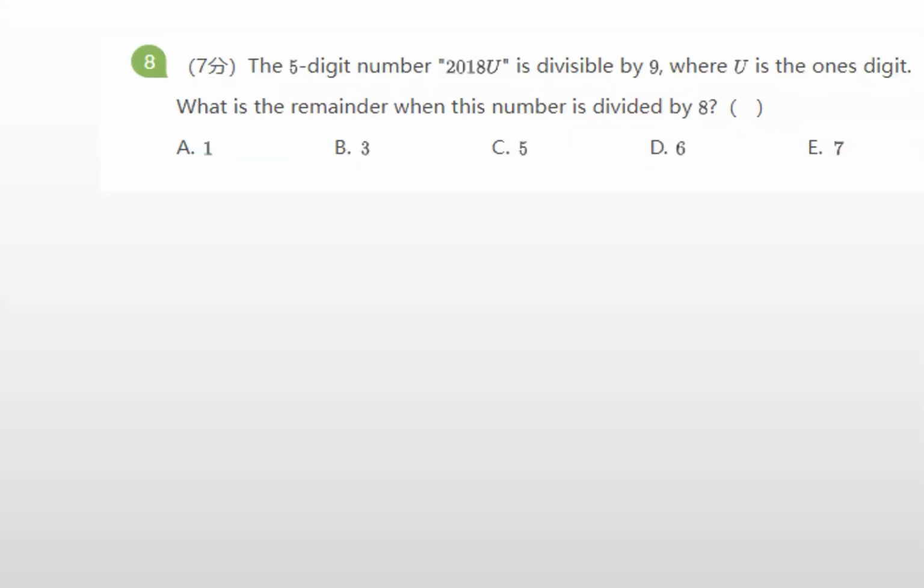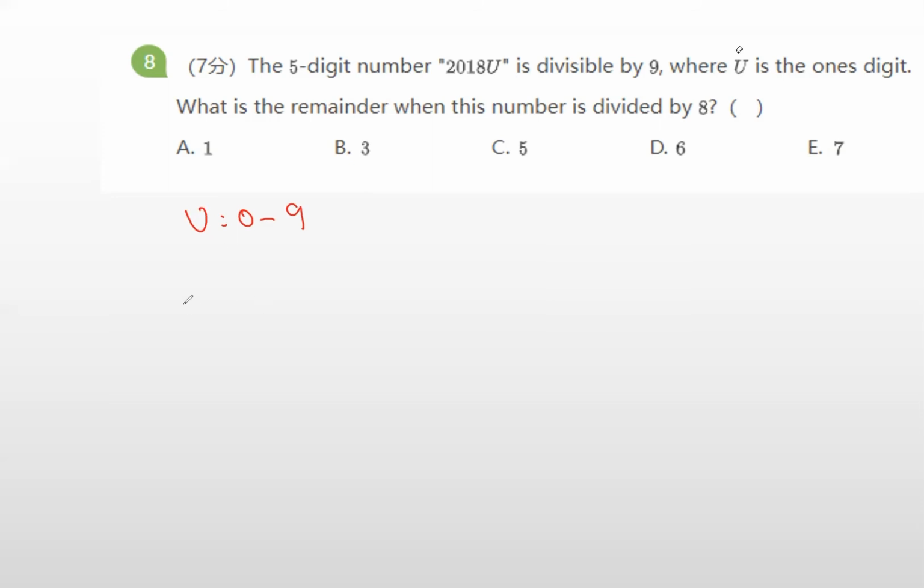So question 8, many of you got right. Here, we got 2018U, the 5-digit number, is divisible by 9. U is a 1-digit, so U has to be a single digit between 0 to 9. This is capital U. U is 0 to 9. What is the remainder when this number is divided by 8?